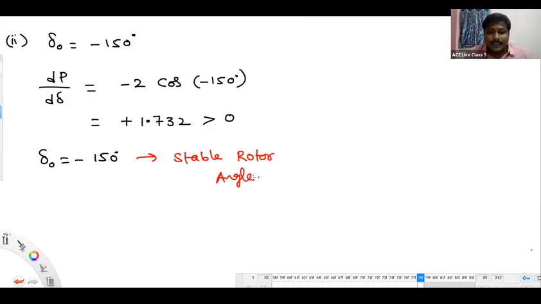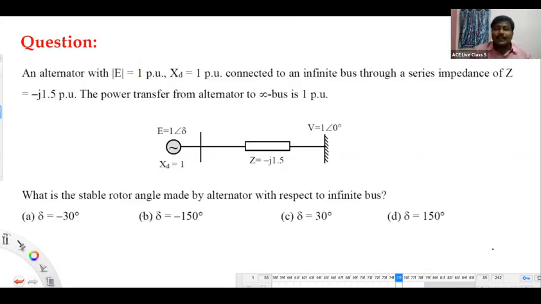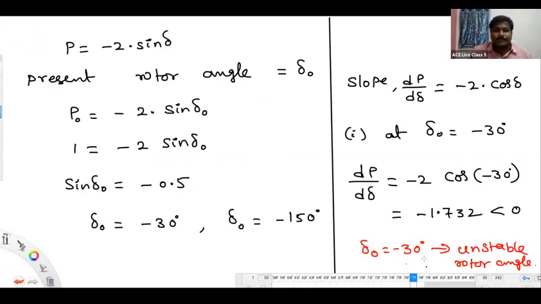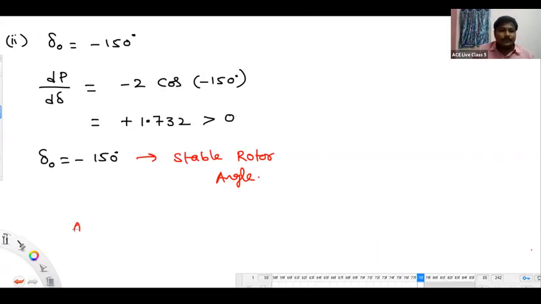Okay, so what's your option now? That will be minus 150 degrees, which means the correct option will be B here. The correct answer will be B. Stable rotor angle we have to take.